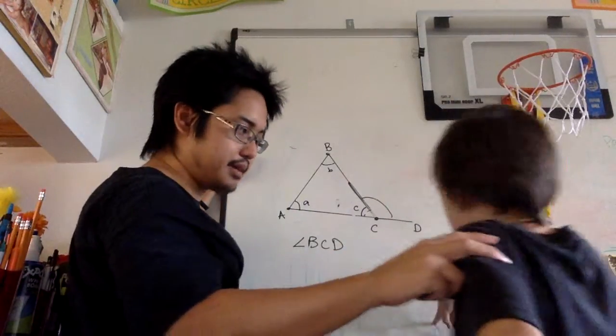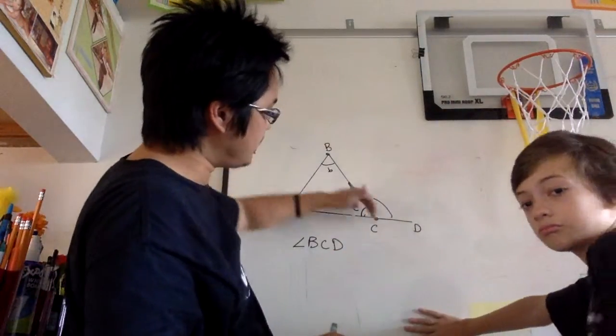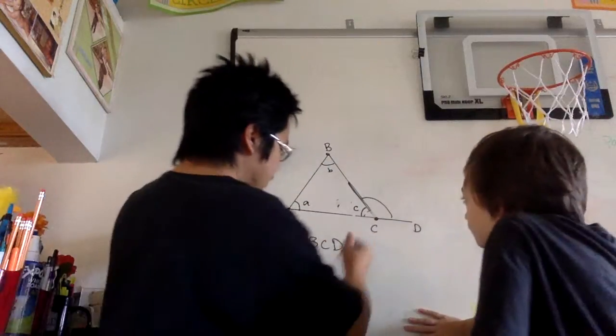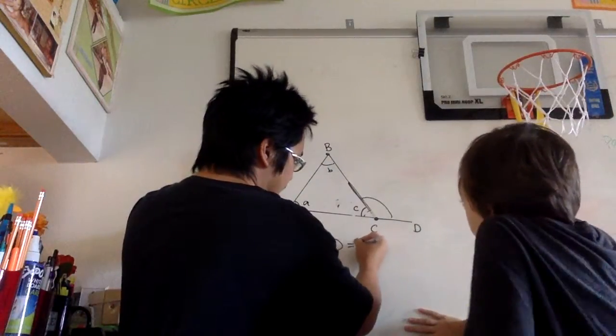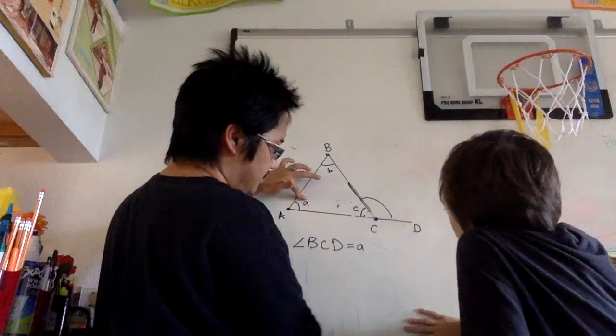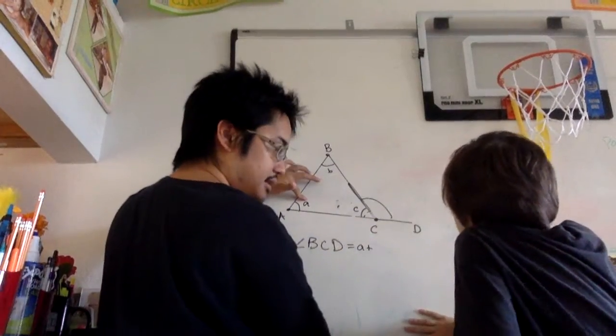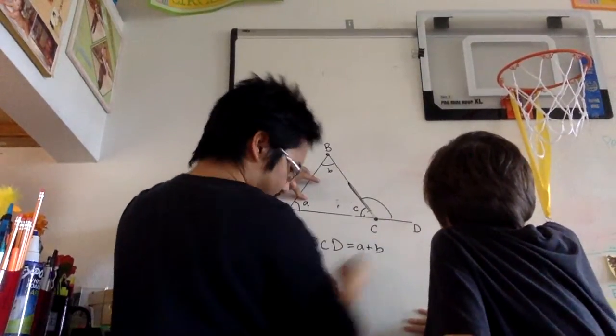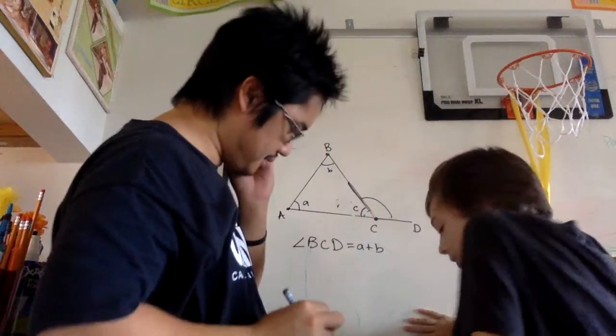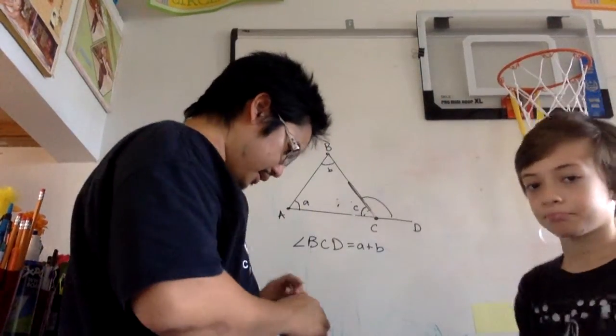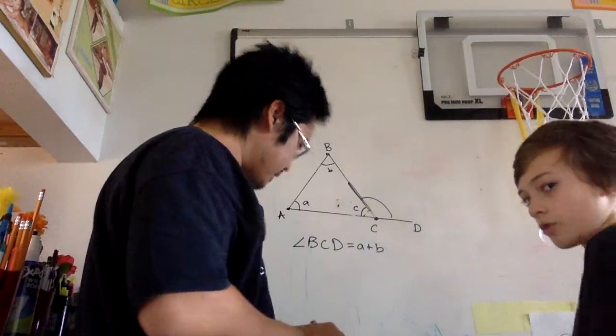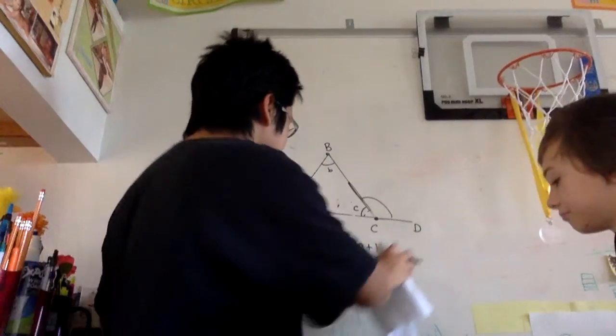Okay, move back so you can see. Angle BCD is equal to angle A, that angle, plus B. Does that make sense? Cool. All right. So let's see. Let's make another one. Let's try this.